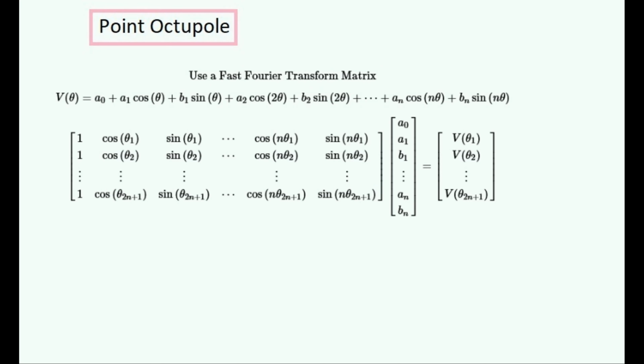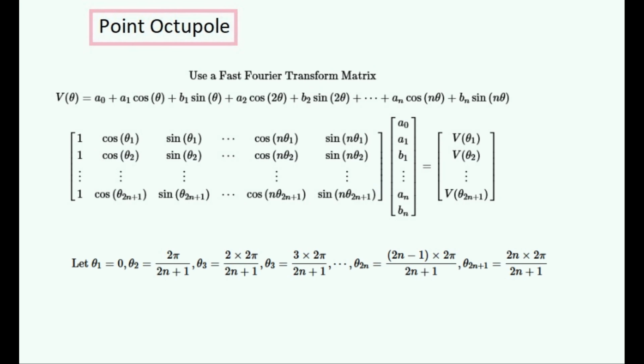So this is how we build the fast Fourier transform matrix to solve this function. We have to find two n plus 1 values of theta and of the voltage to solve for these coefficients. The values of theta would be made equal to equidistant values going from 0 to 2 pi, and these would be the values of theta calculated for when n is equal to 4.